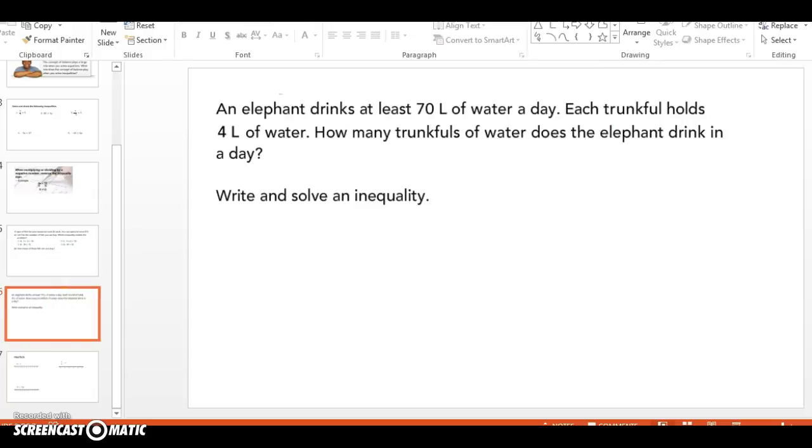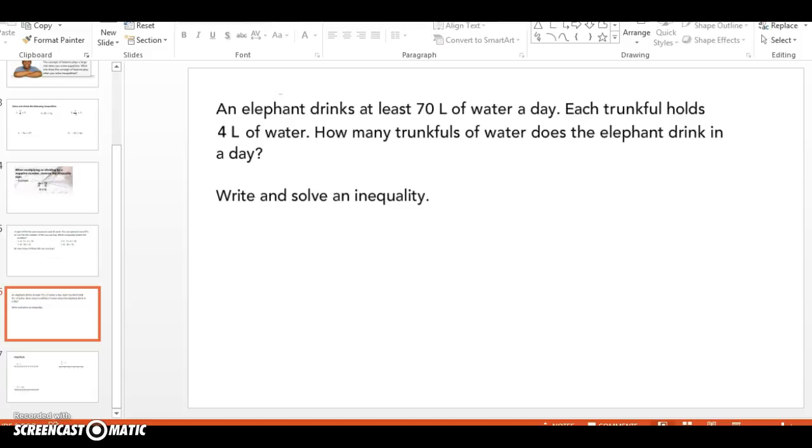All right, an elephant. An elephant drinks at least 70 liters of water a day. Do you know how much a liter is? Like a big water bottle is a liter. That's a lot. Each trunkful holds 4 liters of water. How many trunkfuls of water does the elephant drink a day?